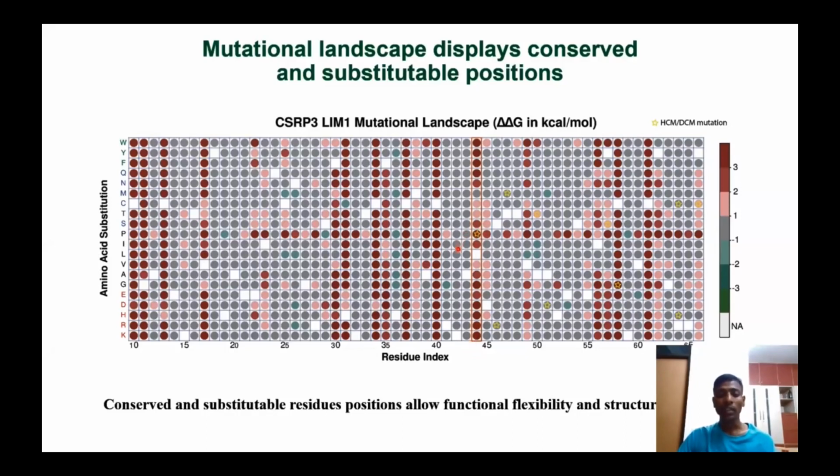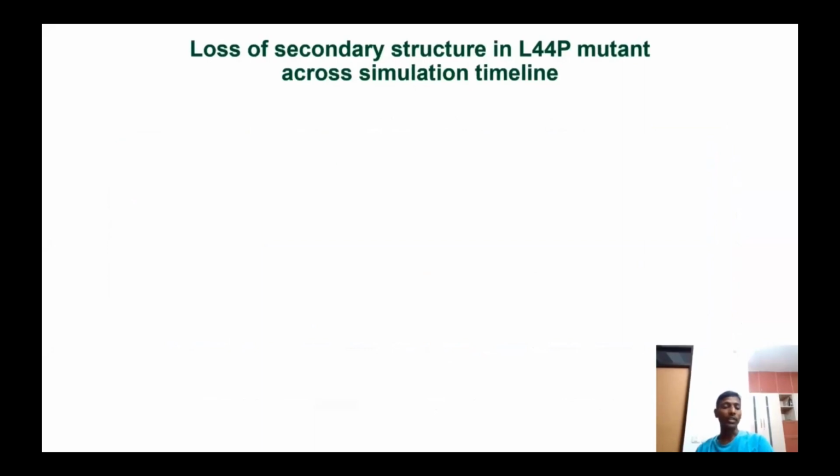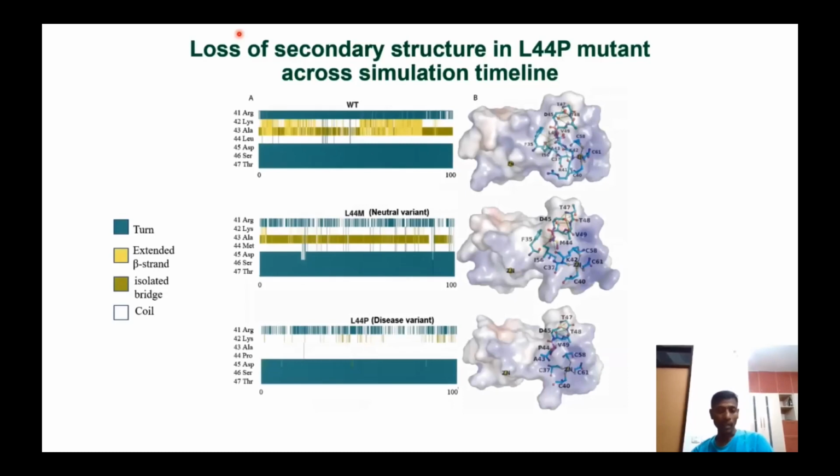So we selected this disease-causing variant, the neutral one, and the wild type for further analysis, and we carried out the MD simulation analysis. Our MD simulation analysis showed that the disease-causing variant has a significantly different trajectory compared to the wild type and the neutral one. In this panel, we plot the secondary structure throughout the trajectory. Wild type as well as the neutral variant show a similar pattern of secondary structures.